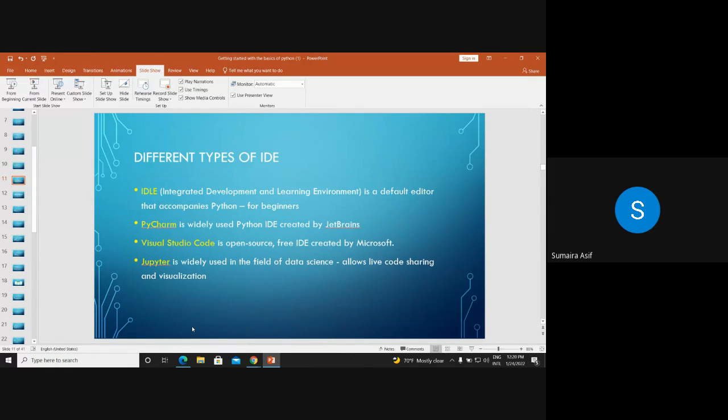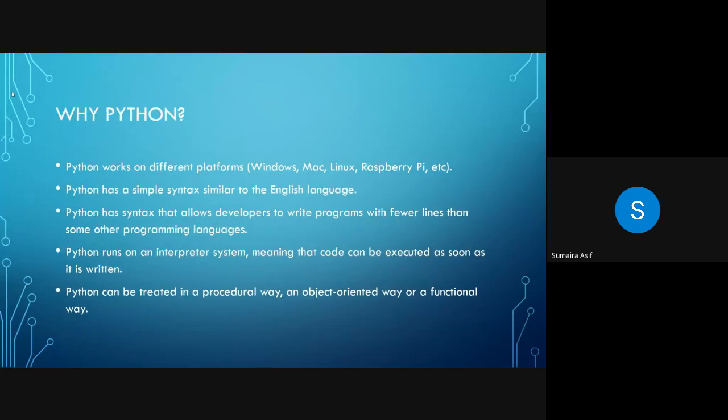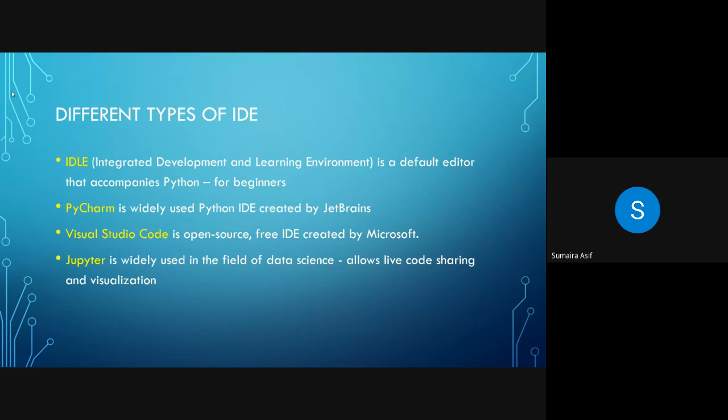Okay, now I'll be discussing different types of IDE. We have different types of IDE present. We have IDLE, which is basically a default editor that comes whenever we install Python, just now, how you have installed Python. So IDLE is an integrated development environment. That is a default one.